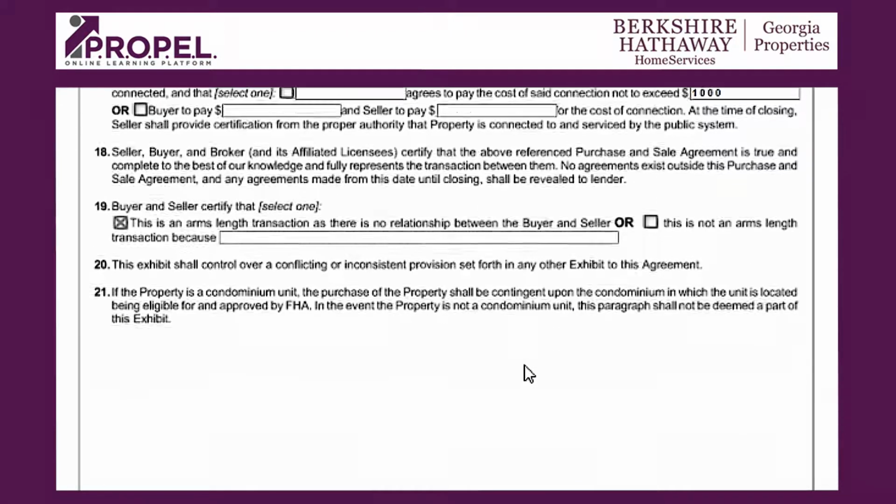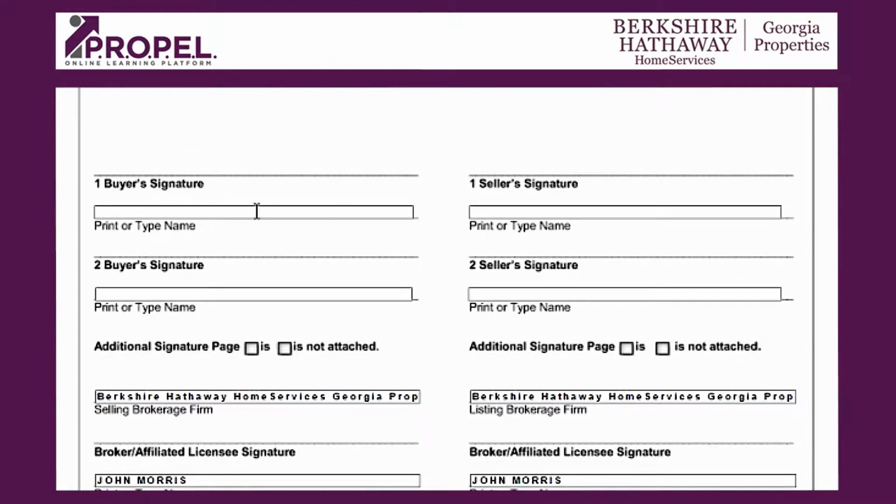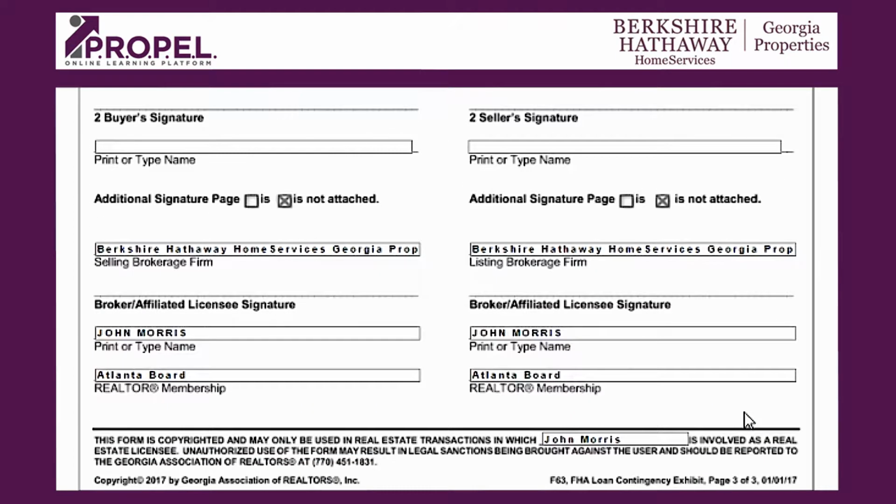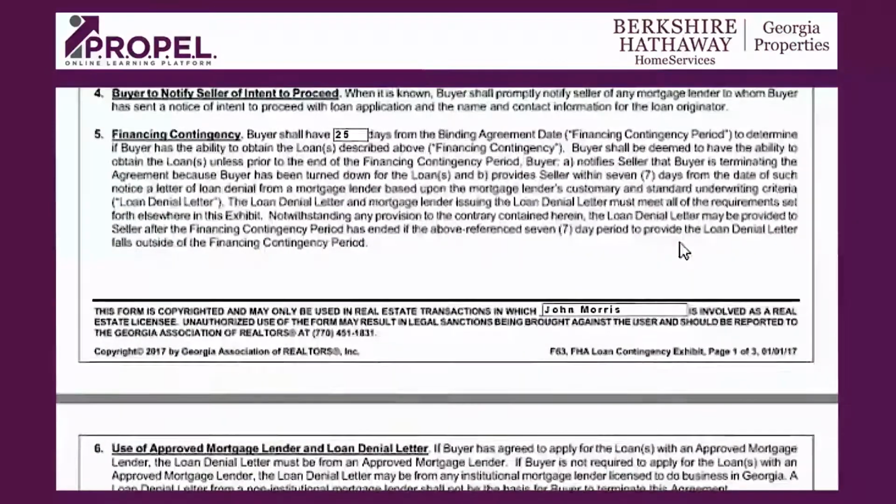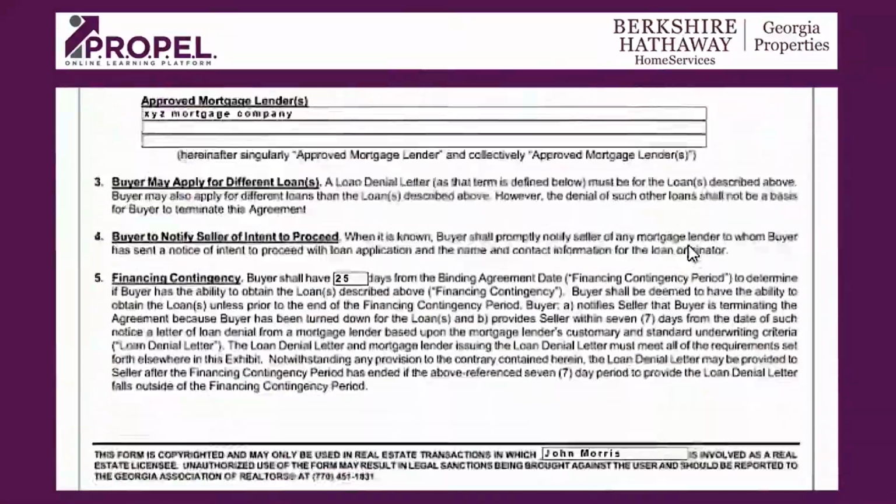Obviously, you're going to come down, have your buyer and or seller, depending on who you represent, check these boxes, fill out the information down below, and that is the FHA loan commitment overview. So hopefully if you have any questions, please feel free to reach out to the lender or the broker, but it is a very simple form to fill out, just a couple of areas that you need to make sure that you fill in.